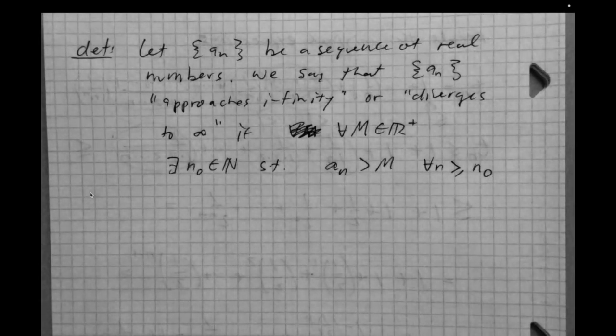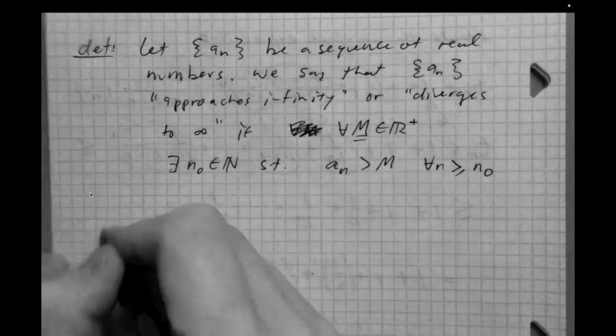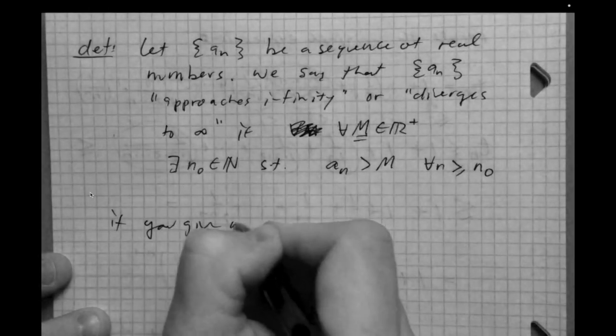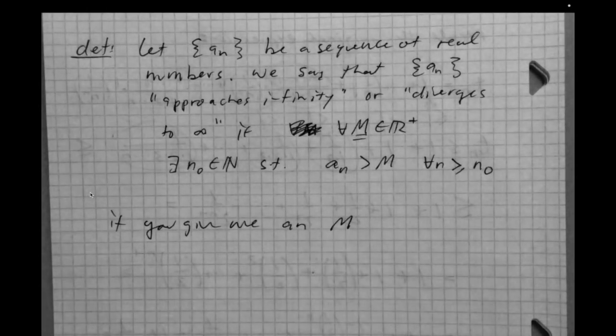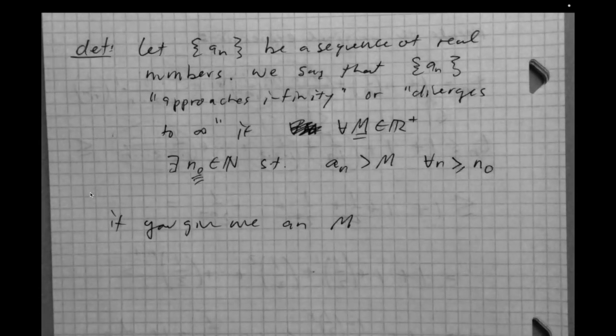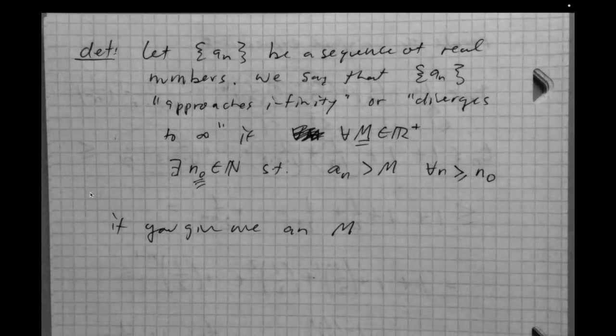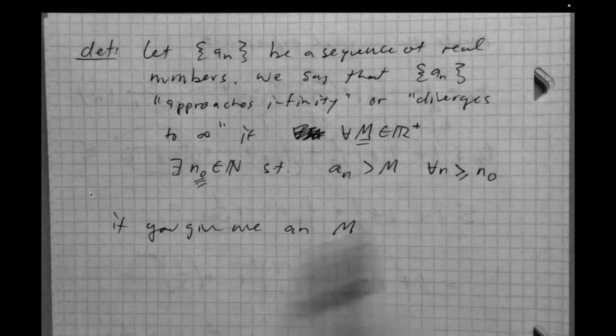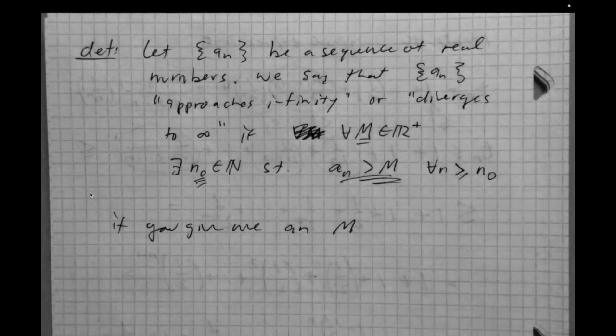Right, and so the idea here is, what if you give me a bound, a large real number M? If the sequence does diverge to infinity, then if you give me an M, no matter how big it is, I can go find some natural number such that every term of the sequence beyond that natural number is larger than your M, right?